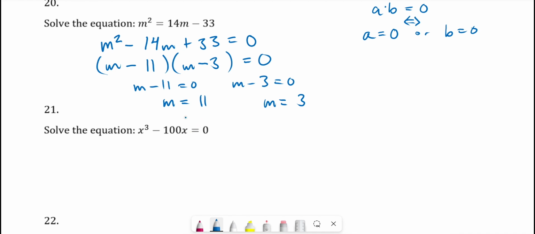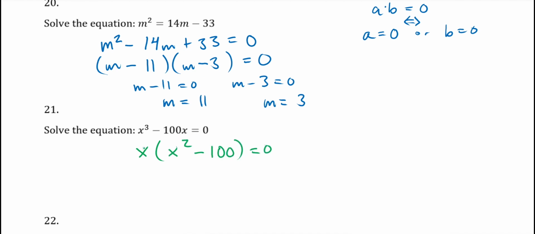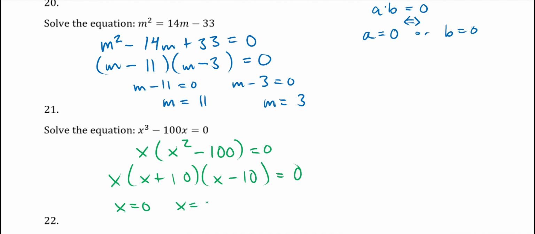Here we have one that's already set equal to 0. If I factor out the x from each of these two terms, I wind up with x squared minus 100, which is a difference of squares. So that could be factored as x plus 10 times x minus 10. Setting each one of these three terms equal to 0, we will wind up with solutions of either x equals 0 from the first one, x equals minus 10 from this one, or x equals positive 10 from the last factor.